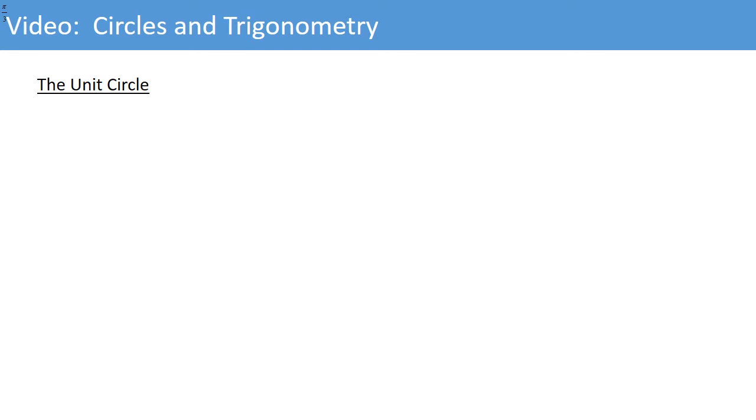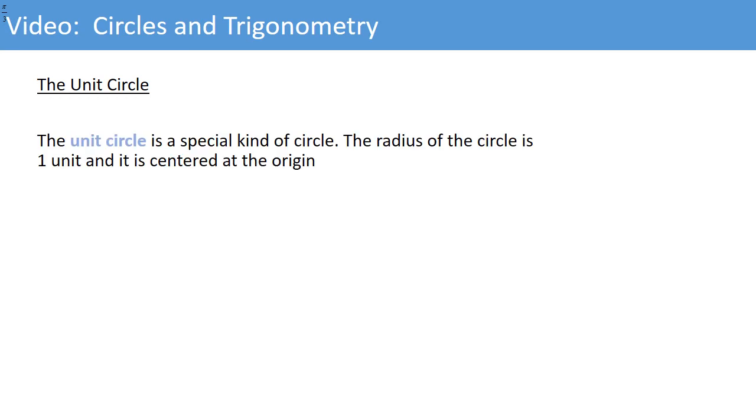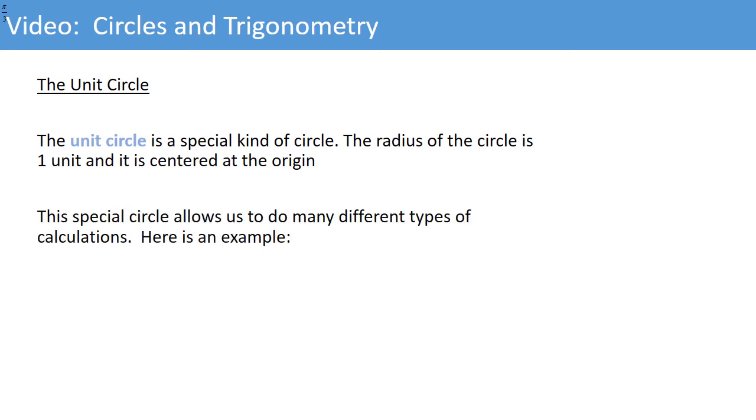Now we're going to look at a special type of circle called the unit circle. The unit circle, as I just said, is a special kind of circle. The radius of the circle is 1 unit, and it is centered at the origin. This special circle allows us to do many different types of calculations. Here is an example.